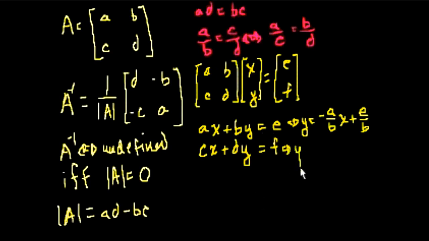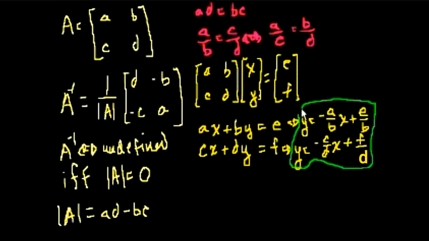And then this equation, if you put it in the same form, just solve for y, you get y is equal to minus C over D x plus F over D. Let's think about these two equations. What would these two equations look like if this holds, right?